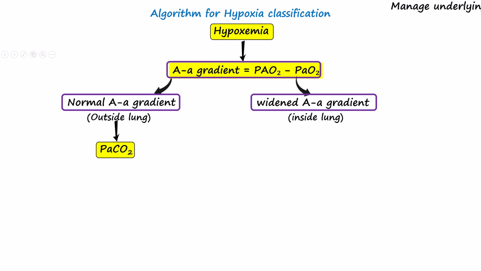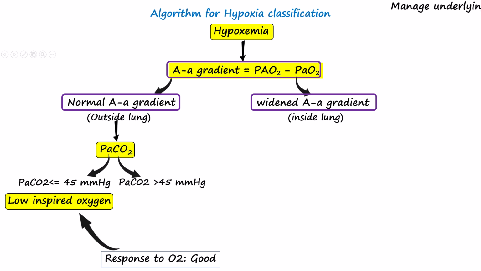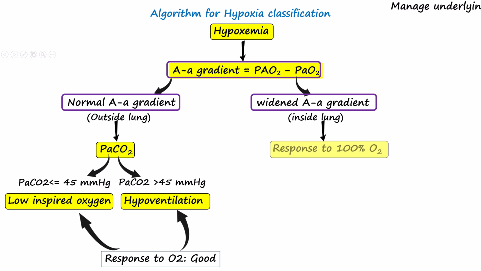If the PaCO2 is normal, the hypoxia is due to low inspired oxygen concentration, which can be easily corrected by supplemental oxygen. If the PaCO2 is raised, it could mean hypoventilation or type 2 respiratory failure. In such cases, managing the underlying cause is necessary, though supplemental oxygen can be helpful too. If the gradient is widened, 100% oxygen is administered and the ABG is repeated.